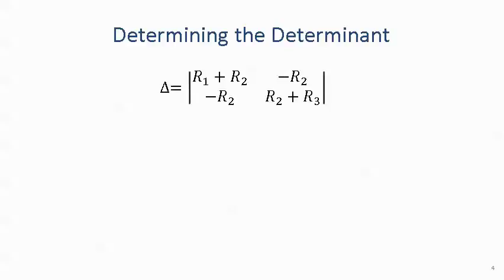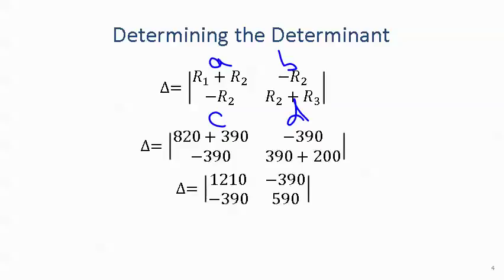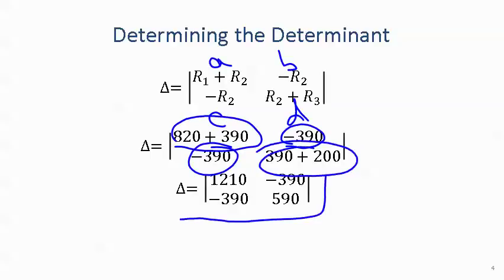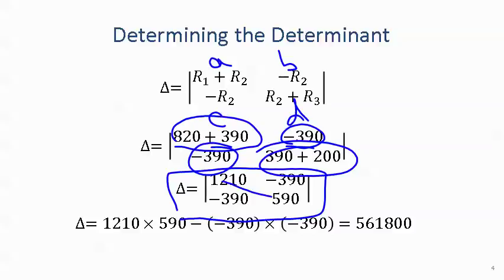So moving on to find the determinant. The determinant has R1 plus R2 in the A position, minus R2 in the B and C positions, and R2 plus R3 in the D position. That leads to R1 plus R2 in the A position, again, minus 390, minus 390, 390 plus 200. So here is our determinant equation, which leads to AD minus BC. It gives us the value of 561,800 as the determinant of our equation.